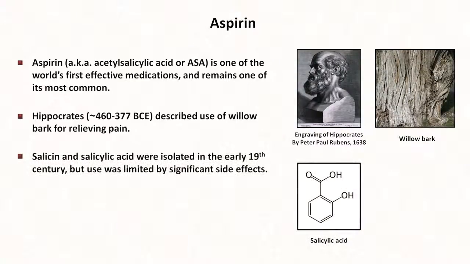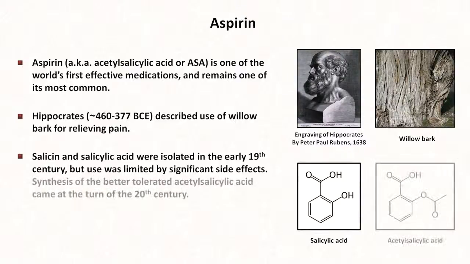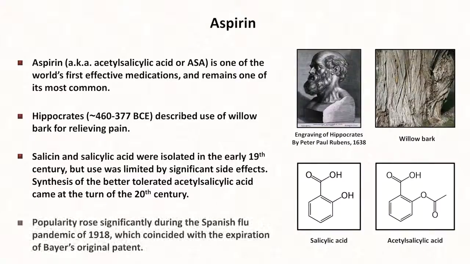In the early 19th century, within the span of a few years, numerous organic chemists isolated compounds called salicin and salicylic acid from the willow, and the use of these to treat pain and fever grew modestly. However, their use was limited by significant side effects and an awful taste. Then, at the turn of the 20th century, several chemists synthesized a similar compound called acetylsalicylic acid, which had fewer side effects. Popularity rose significantly during the Spanish flu pandemic of 1918, which coincided with the expiration of Bayer's original patent. At the time, aspirin was essentially the only medication known to reliably reduce fever.